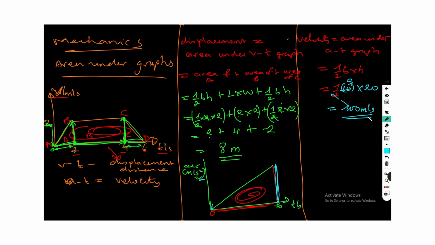Velocity. So when they give you that, they will not say find the area under the graph, they always say find the displacement or find the velocity. When they say velocity, and they're giving an acceleration time graph, you're looking for the area. If they give you a velocity time graph, find the displacement, you're looking for the area under the graph.